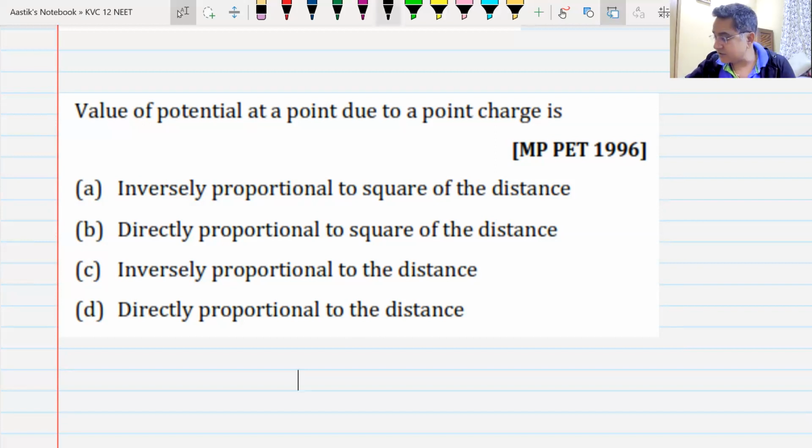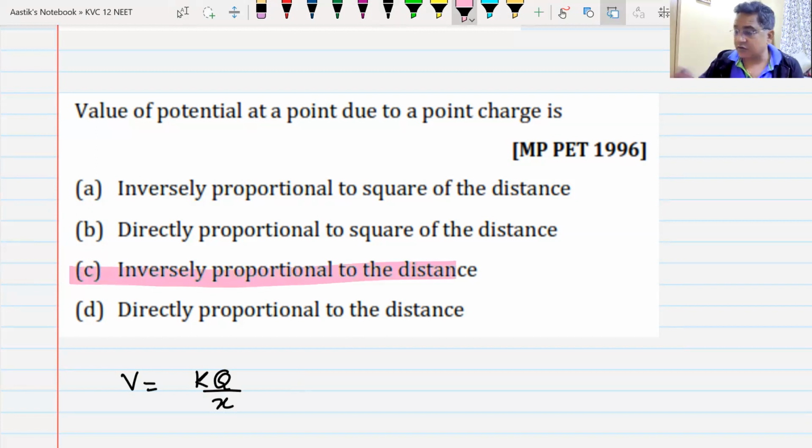Potential due to a point charge. Potential due to a point charge is kq by x, where x is the distance. So which option is correct? Option A, sir. Option C, sir. It is inversely proportional to the distance. We are talking about potential.